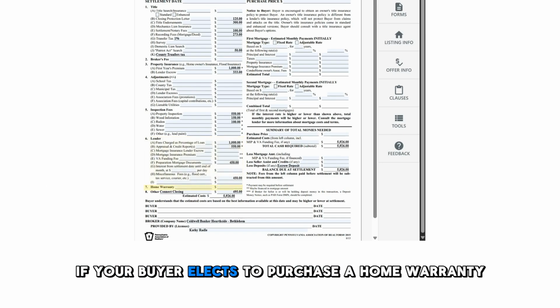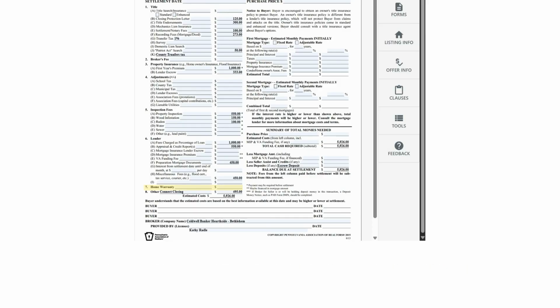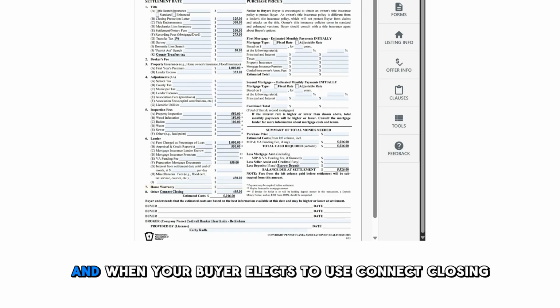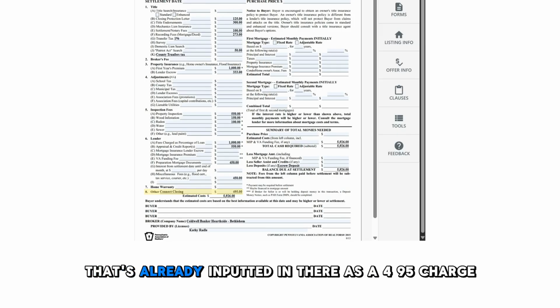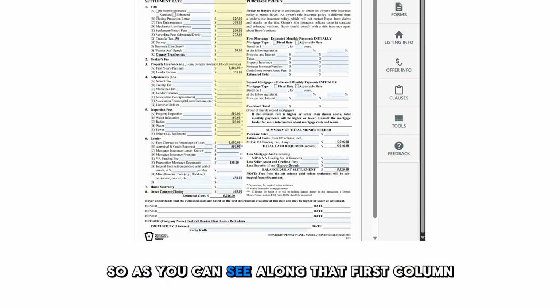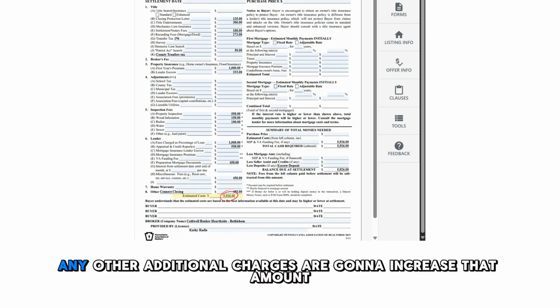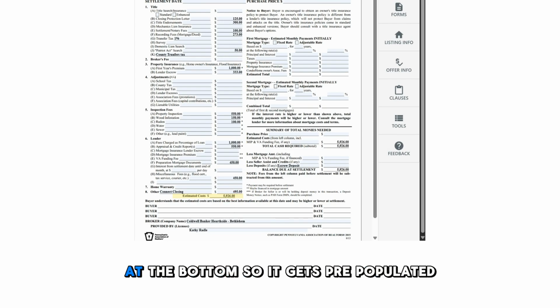If your buyer elects to purchase a home warranty, again, put that in there because that will be paid at closing. And when your buyer elects to use Connect Closing, that's already inputted in there as a $495 charge. So as you can see along that first column, the total estimated closing cost should be at least a minimum of $5,000. Any other additional charges are going to increase that amount at the bottom.